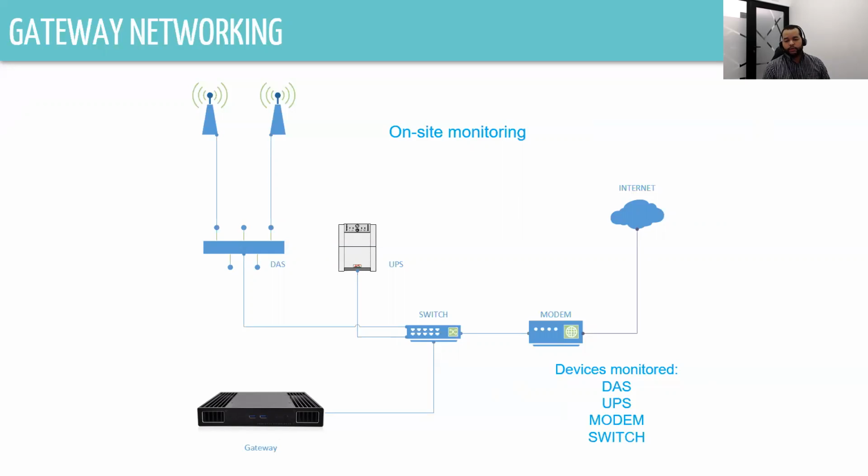We also are going to monitor the UPS, which is an uninterruptible power supply. We are going to monitor the modem, and we are going to monitor the switch. As you can see in the picture, each of these devices go into a specific port in the switch. Since they all share the same network, the gateway can fetch the data from each of these and then get online using the modem outside connection to the internet.